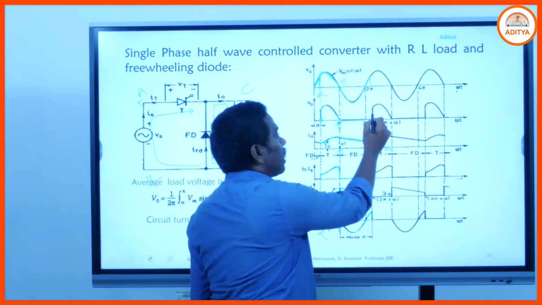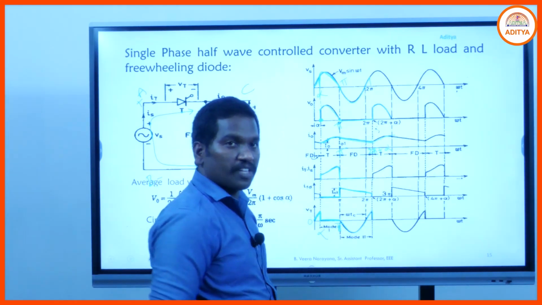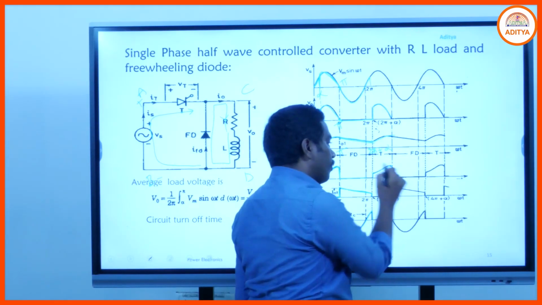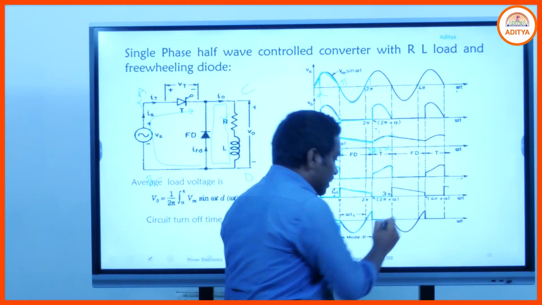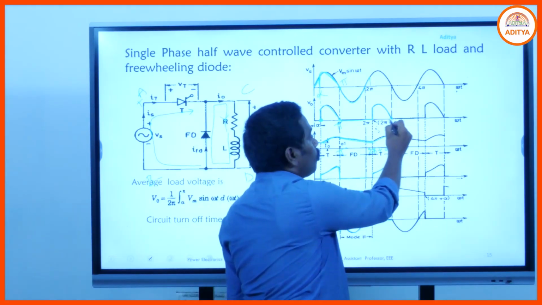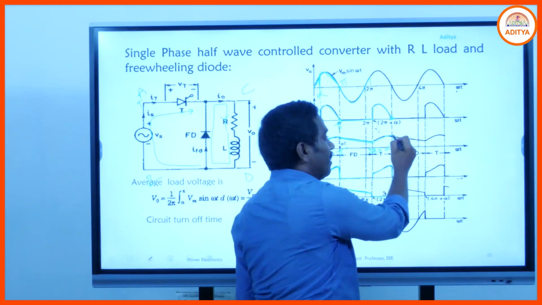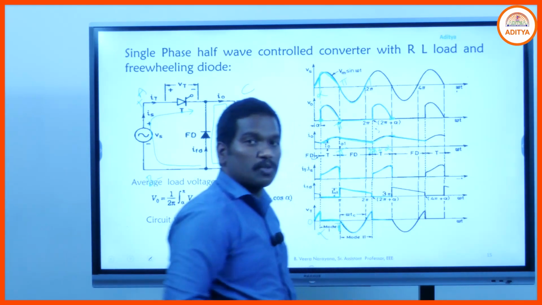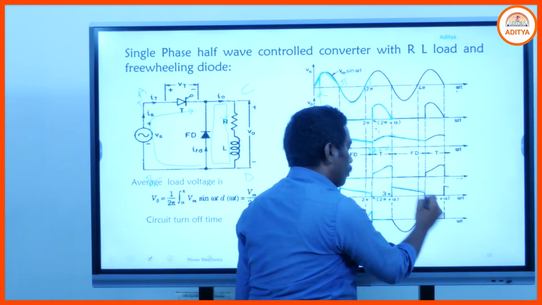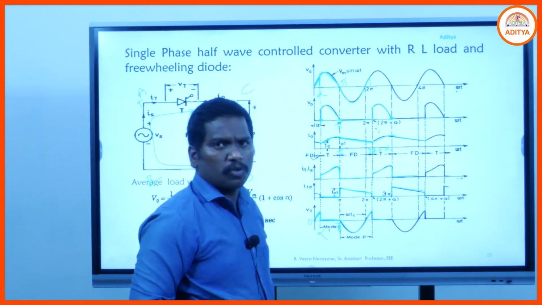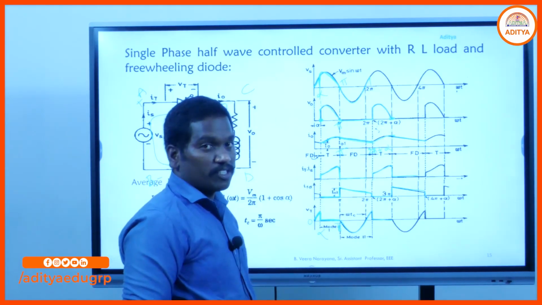Again at 2 pi plus alpha we provide the gate pulse, again the thyristor comes to the on state, again some energy is stored in the inductor, and you have the current flow through the thyristor, the current flow through the freewheeling diode is 0, and the voltage across the SCR is 0. Again during the negative half cycle the SCR goes to the off state and the energy stored in the inductor is discharged through the freewheeling diode. So here we have the current flow through the freewheeling diode and there is no current flow through the SCR. So these are the output voltage, output current and voltage across the thyristor waveforms.